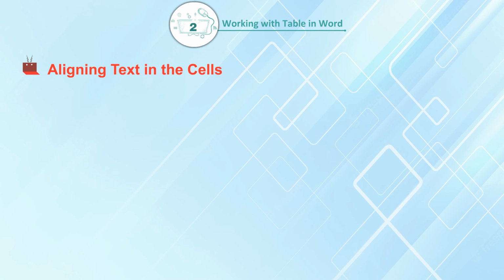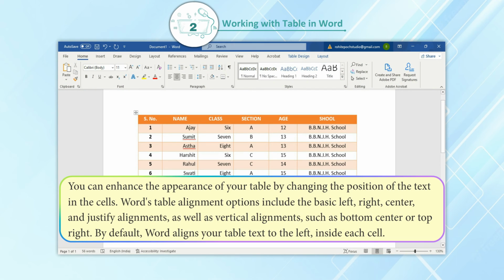Aligning text in the cells. You can enhance the appearance of your table by changing the position of the text in the cells. Word's table alignment options include the basic left, right, center, and justify alignments as well as vertical alignments such as bottom, center, or top right. By default, Word aligns your table text to the left inside each cell.